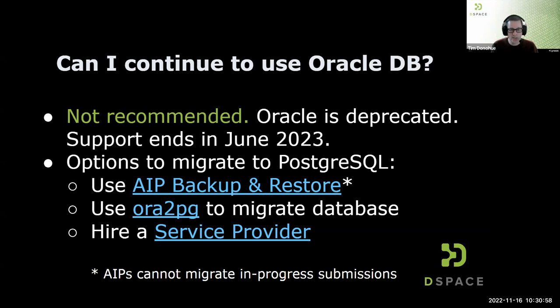But for those it does impact, there are options for how to do this migration. The easiest is probably to use our AIP backup and restore tool. However, be aware it cannot migrate in-progress submissions, so you'd want to complete any of those first. There is also an option to use the Ora2Pg script, which is a third-party tool, not something we built, but it's just a way to migrate from Oracle to Postgres in general. There is a link in these slides of an example of one DSpace site that did use that successfully. So it is possible to do. You also can hire one of our service providers. I know they've done these migrations before. You can get in touch with one of them if you want to hire them just for this migration purpose.